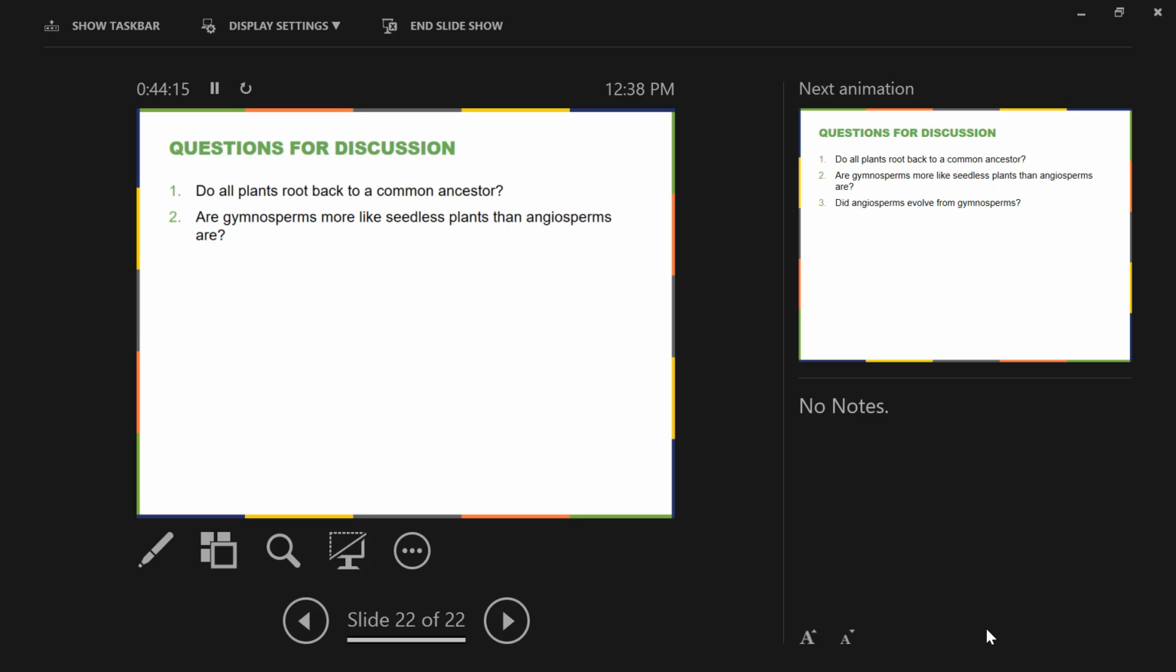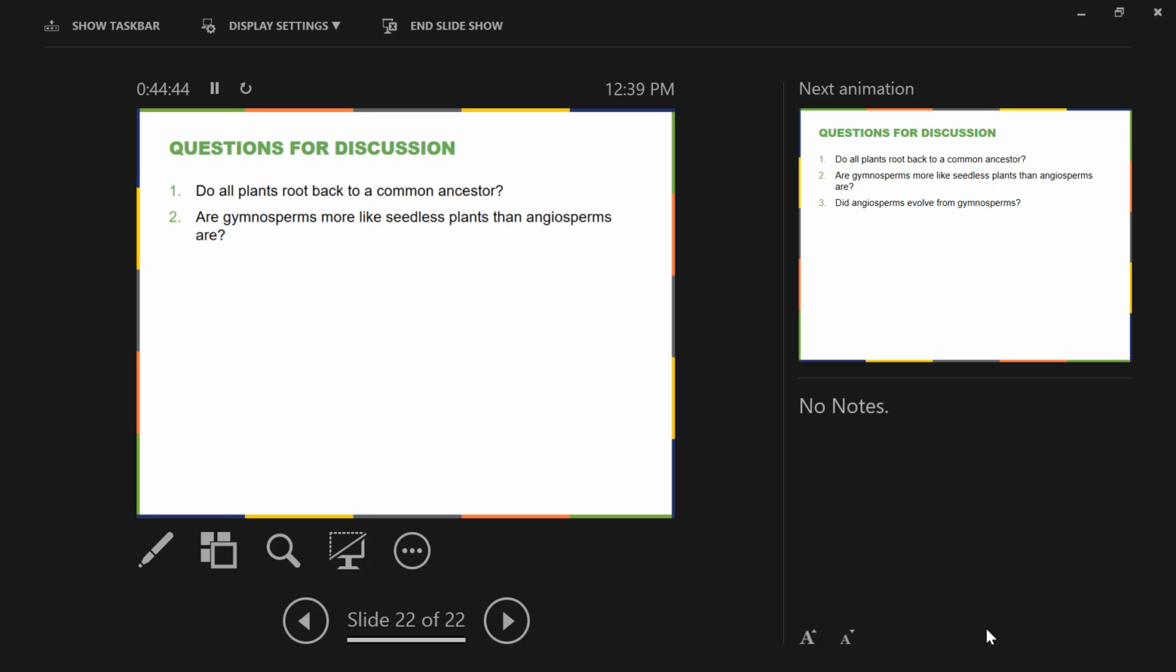All right. Good job, guys. So what are some thoughts on this? Are gymnosperms more like seedless plants than angiosperms are? Allison. I would say that they're more like angiosperms because the sporophyte is the dominant generation. So they're more like angiosperms than they are like seedless plants? Yes, I would certainly agree with that.